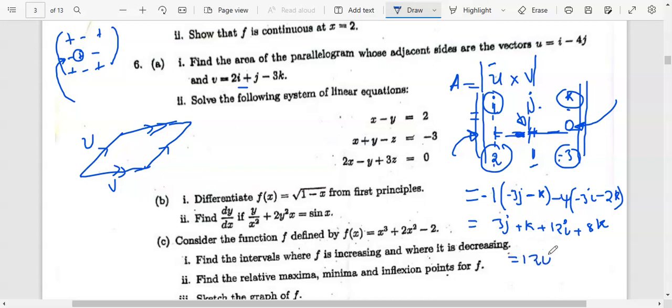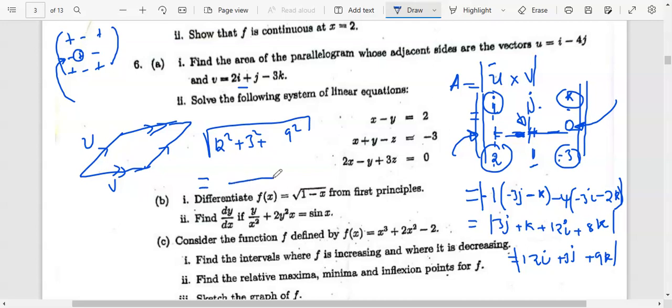We add like terms. I'll start with the i, so that is going to be 12i plus 3j, and k plus 8k gives 9k. Now remember, this is supposed to be in magnitude because we're finding the absolute value of the determinant. How do you find that? That is the square root of: the number in front of i, that is 12 squared, number in front of j, that is 3 squared, number in front of k, that is 9 squared.